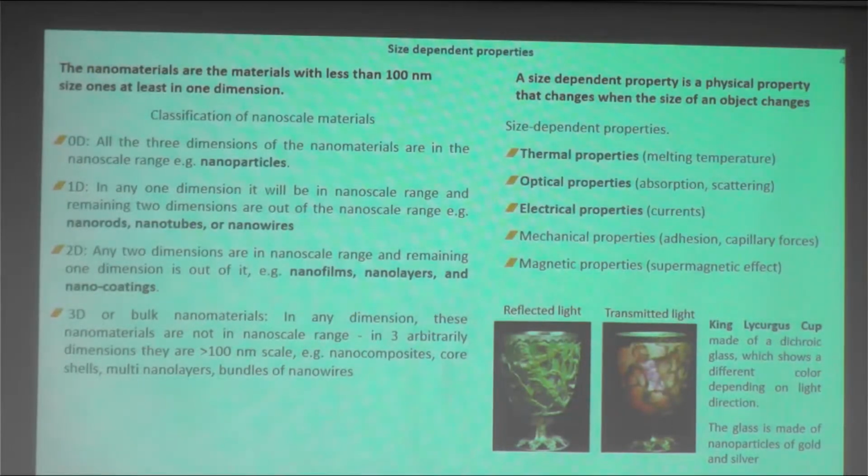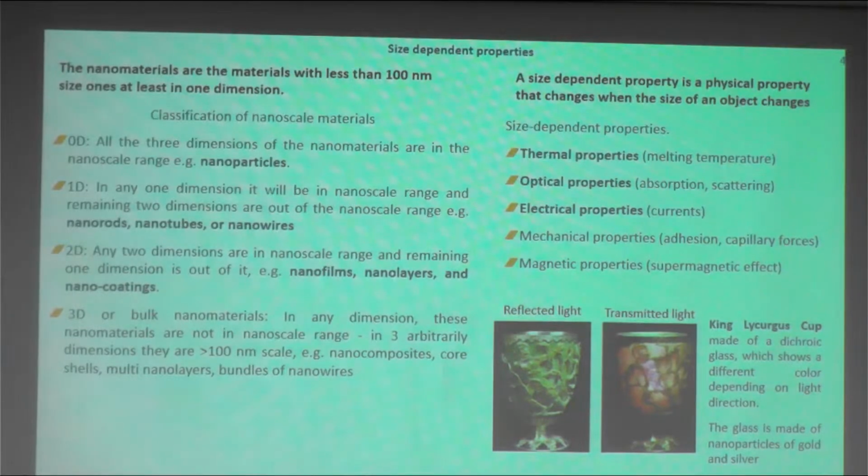So now, before starting with phase change materials, I would like to make some definitions. What are nanomaterials, what types of sizes exist, and what properties can be changed in nanomaterials? So first, nanomaterials are materials with less than 100 nanometer size, at least in one dimension.